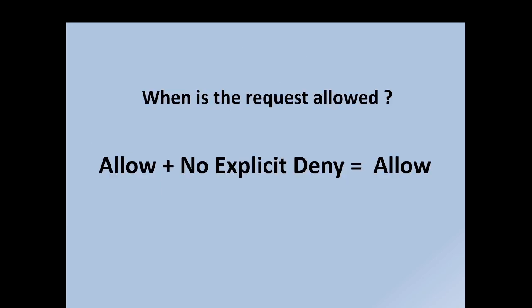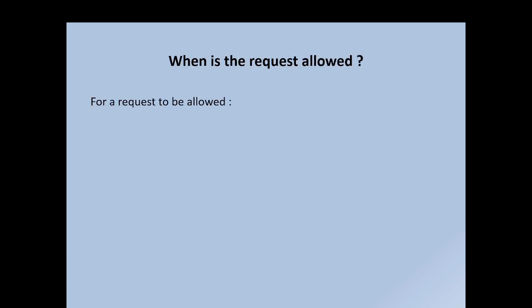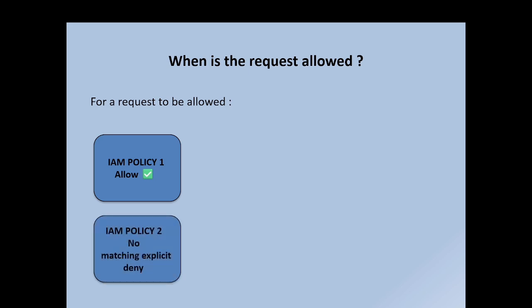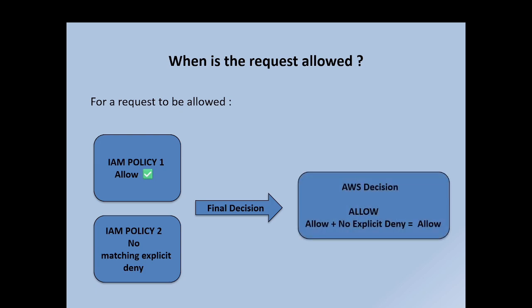Now we know that explicit deny always wins. But what happens when AWS does not find an explicit deny? For a request to be allowed, there must be an applicable allow for the requested action and resource, and there must be no explicit deny. If AWS finds an applicable allow and no explicit deny, the request will be allowed. There is a simple rule: allow plus no explicit deny is allow. Let's look at this with an example. Here is policy 1 which says allow, and in another policy there is no explicit deny. So the final decision is allow. Allow plus no explicit deny is allow.